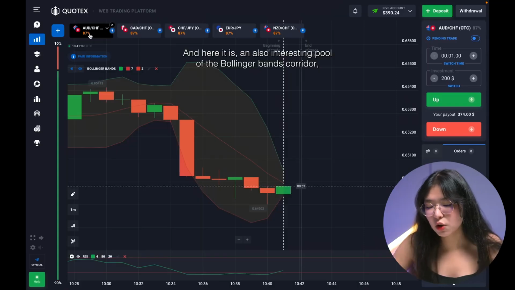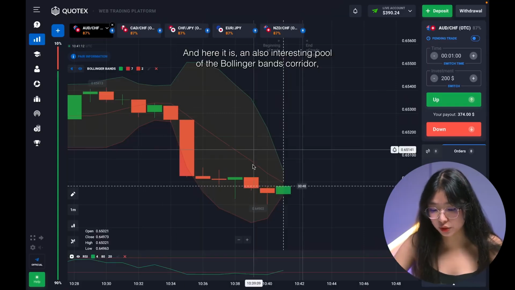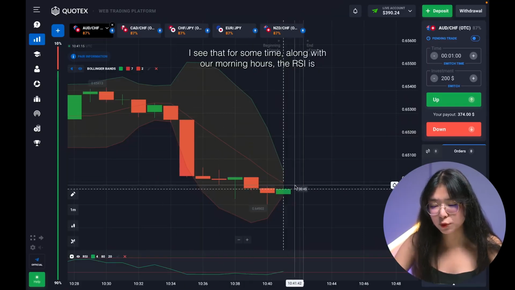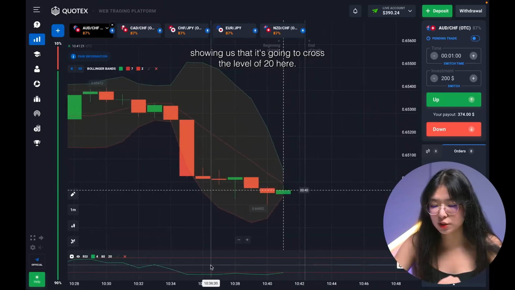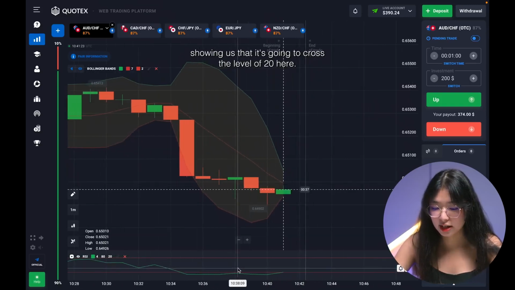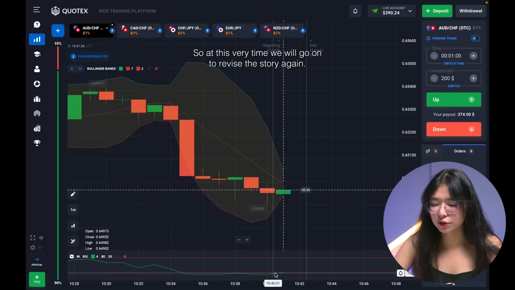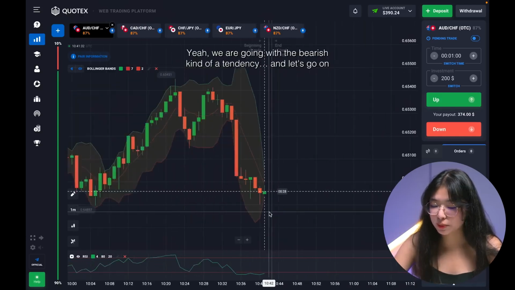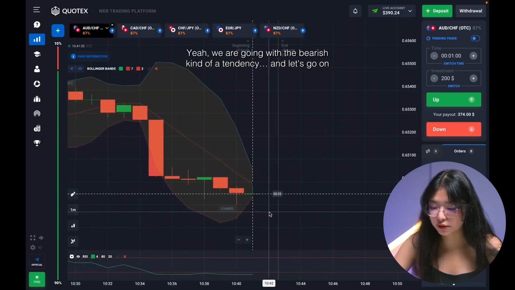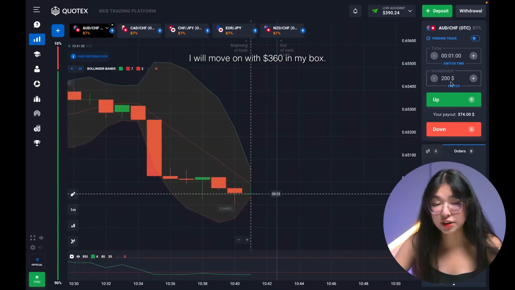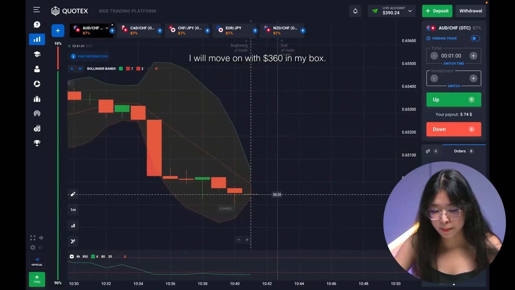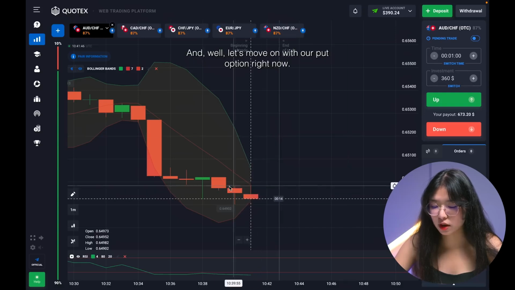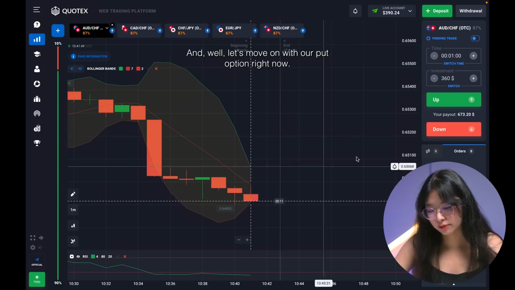Here is also an interesting Bollinger Bands corridor that we'll go on working with. I see that for some time, along with our morning hours, the RSI is showing us that it's going to cross the level of 20 here. So this very time I'll go and revise the story again. And here it is. So we're going with a bearish kind of tendency, and let's go to our investment box. I'll move on with $360 in my box, and let's move on with our put option right now.